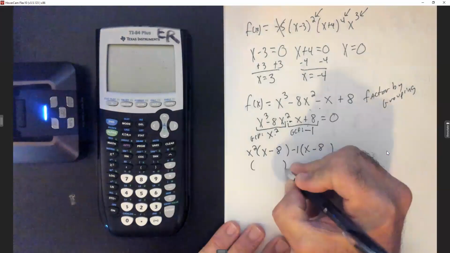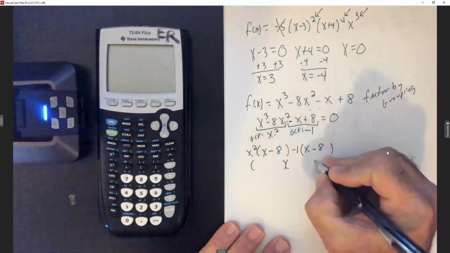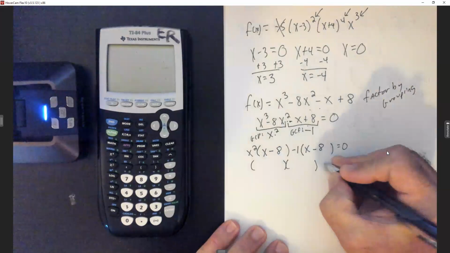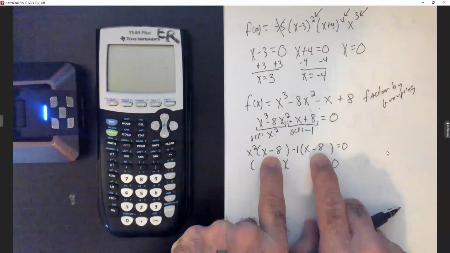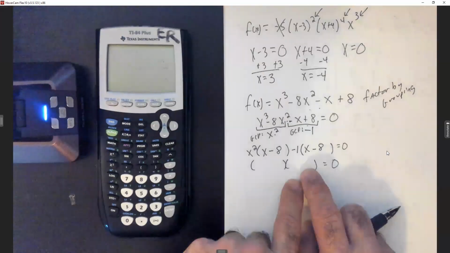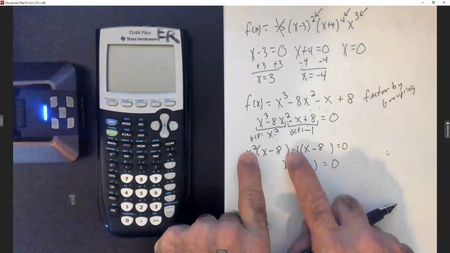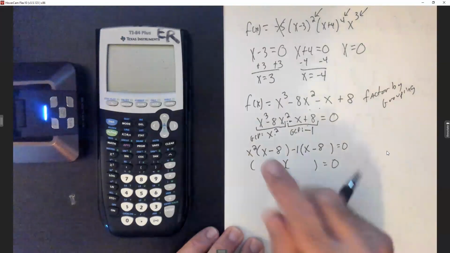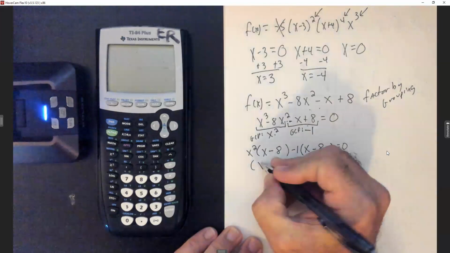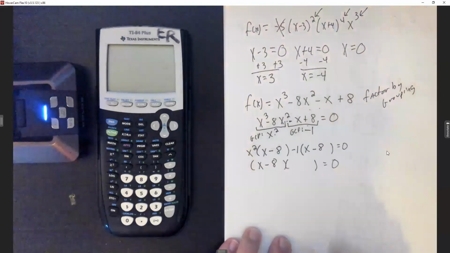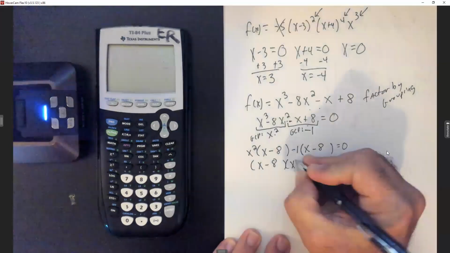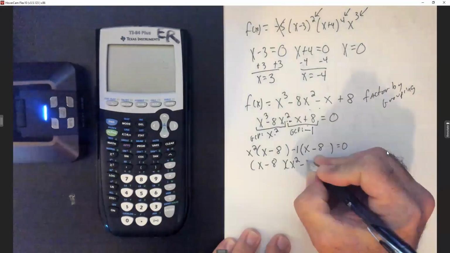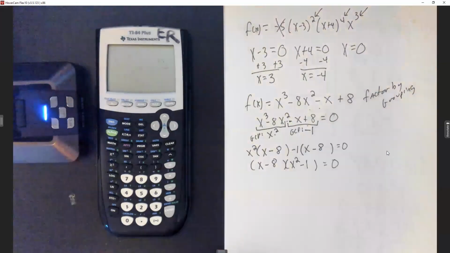So after that, you go right to your parentheses. And remember, all this is still technically set equal to 0. So at this point, what's in the parentheses will become one factor. What's outside the parentheses will become the second factor. So since the parentheses match, we factor out the x minus 8. If we factor out that x minus 8, all that's left is the x squared minus 1. All right, so it is now technically factored.